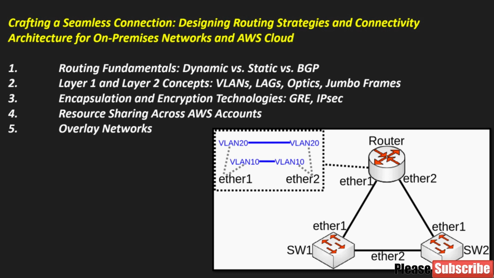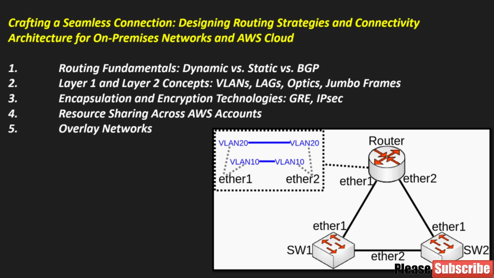Finally, we have overlay networks. Overlay networks facilitate seamless communication between on-premises networks and AWS by abstracting the underlying infrastructure complexities, so we can focus more. Technologies like Amazon VPC, virtual private cloud, allow for the creation of isolated, customizable networks. Leveraging overlay networks enhances flexibility, scalability, and, we can say, ease of management too.